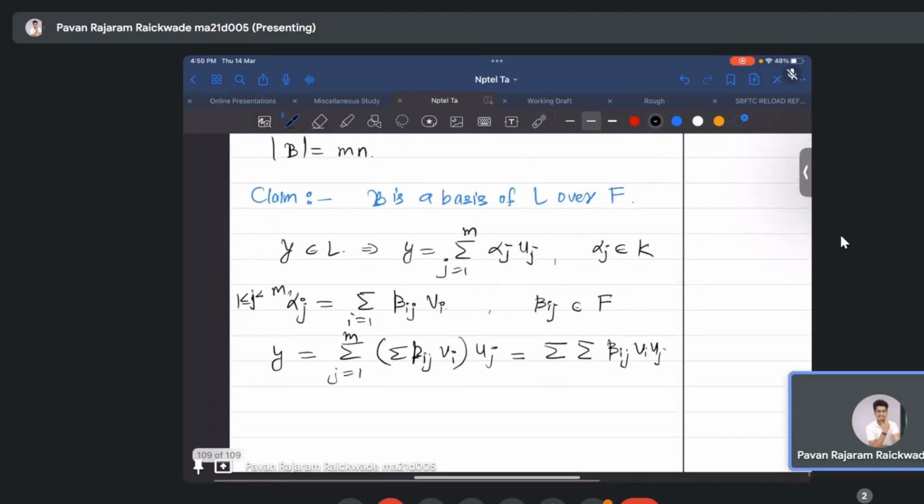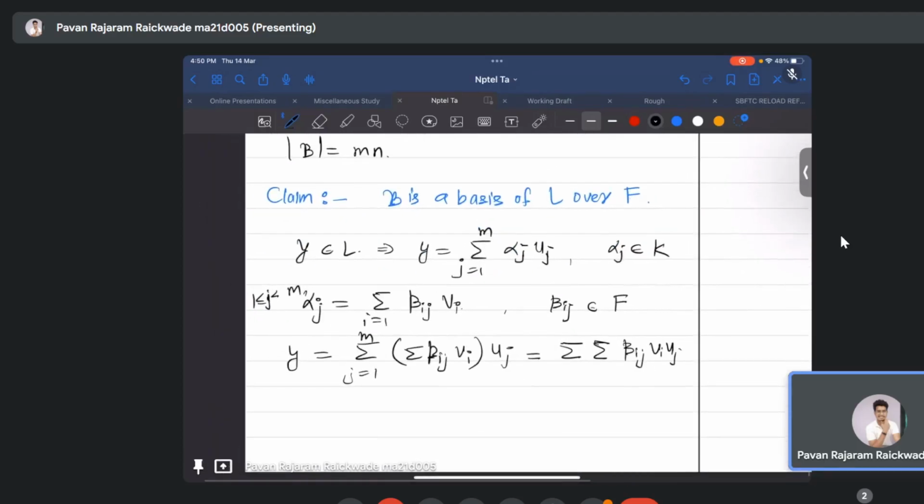So every element, I mean this is nothing but just a single summation you can put, because there are two indices. So every y belonging to L has a representation like this, right? This means the script B spans L, right? At least this we know. So now the question is, is it independent?